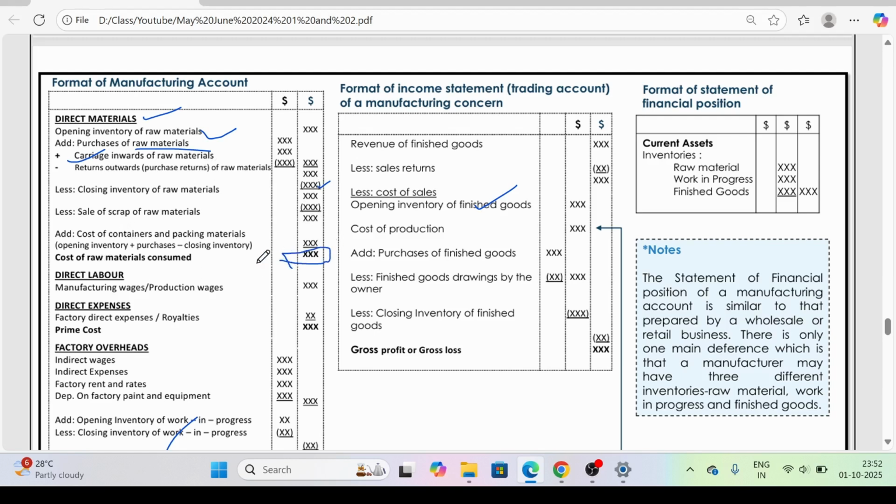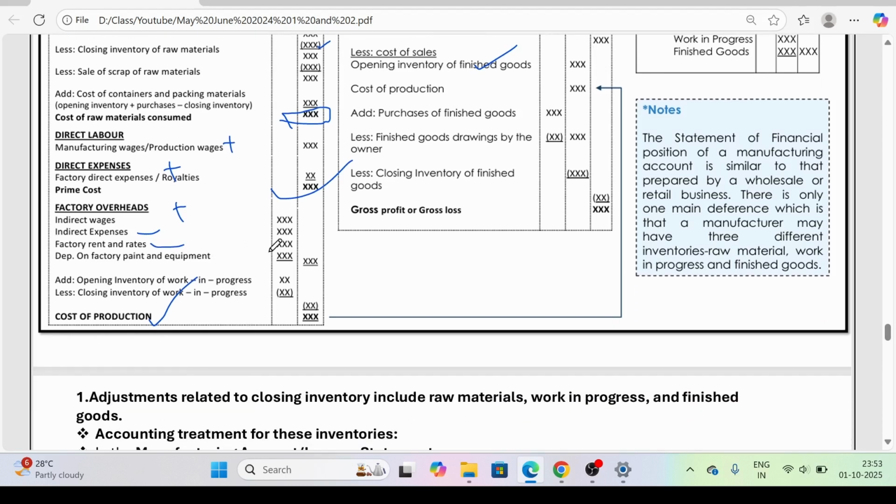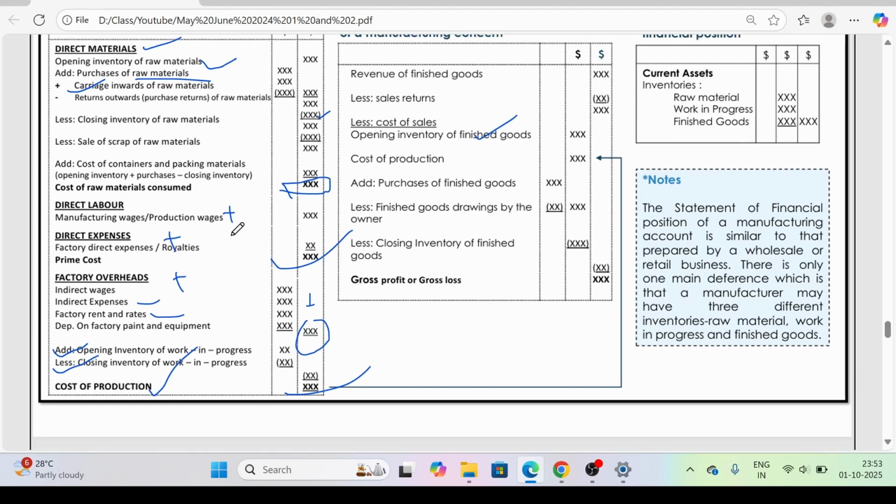Then to this amount, direct labor we are going to add, and direct expenses also we are going to add. Then we will get the prime cost. To the prime cost, factory overhead we have to add, all the factory overheads: indirect wages, indirect expenses, factory rent and rates, and depreciation of plant and equipment. Then we will get one figure. To that figure, very important, opening work in progress, you have to add. Closing work in progress, if you minus, you will get the cost of production. This is the manufacturing account format.